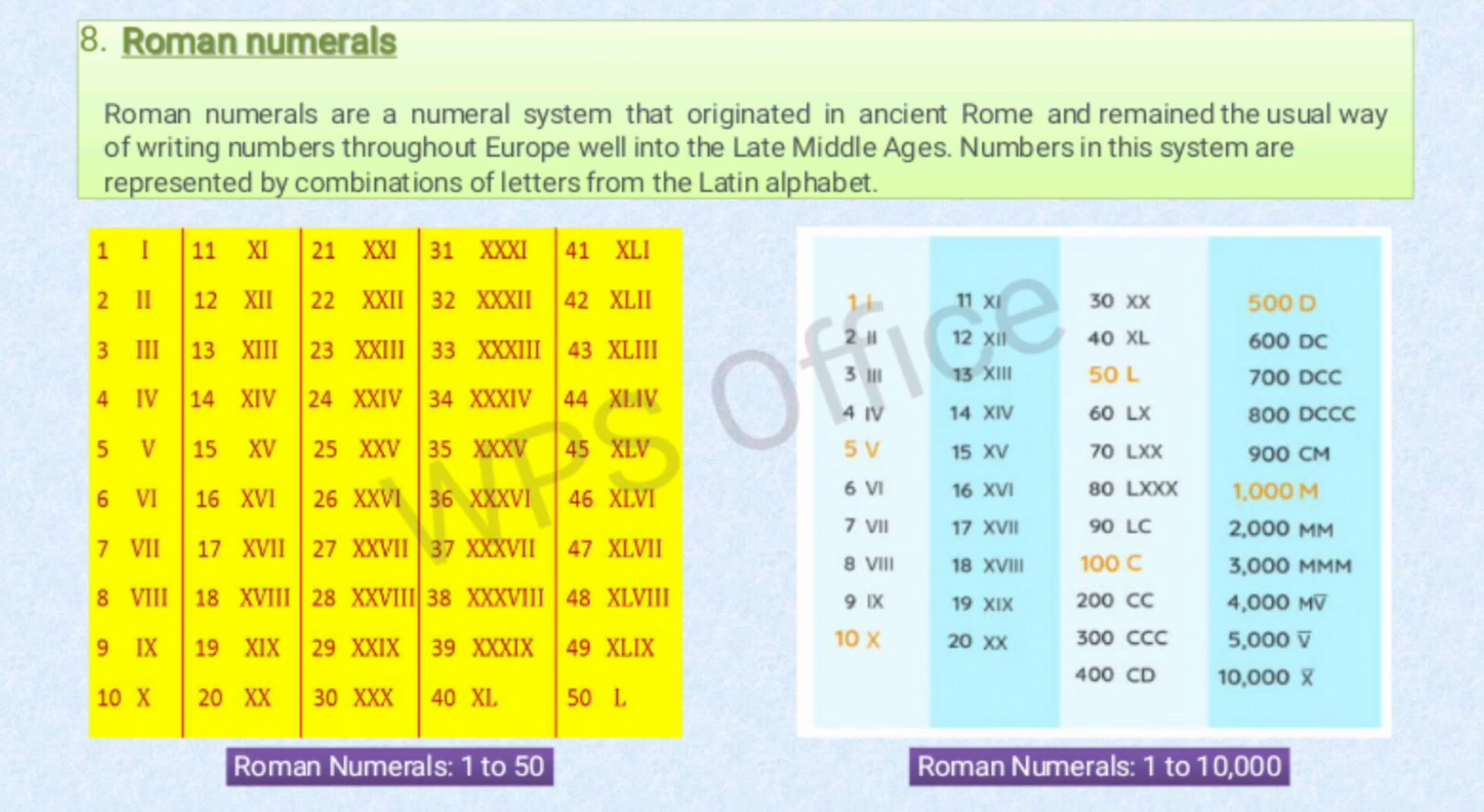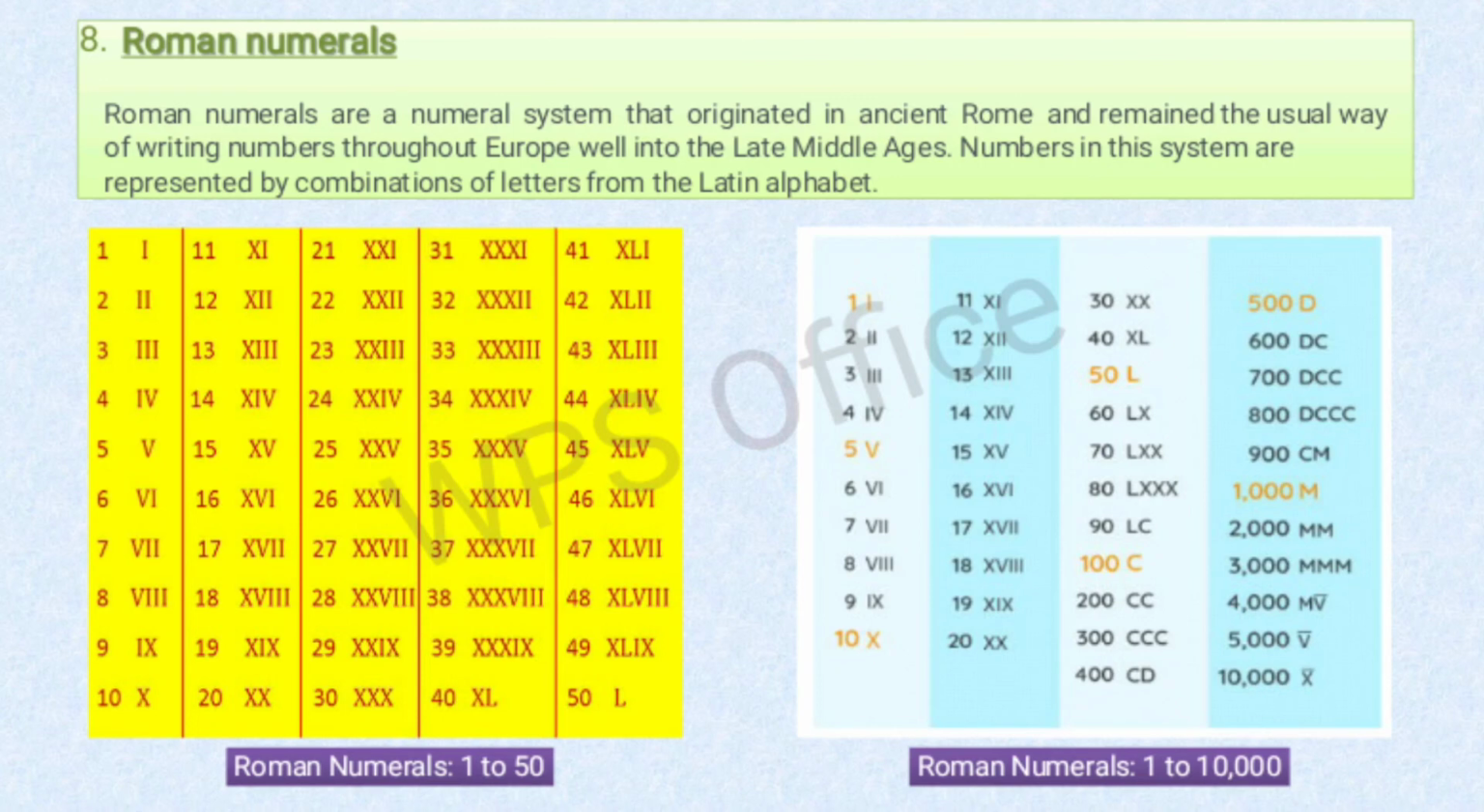Now, write down how we will write 1, 2, 3, 4. The 1 is written as I, 2 is written as II, 3 is written as III, 4 is written as IV. 5th is written as V, 6th is written as V and I, 7th is written as V and 2 I's, 8th is written as V and 3 I's, 9th is written as I and X, 10th is written as X.